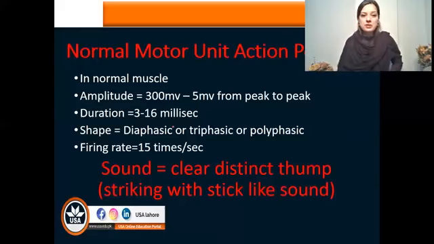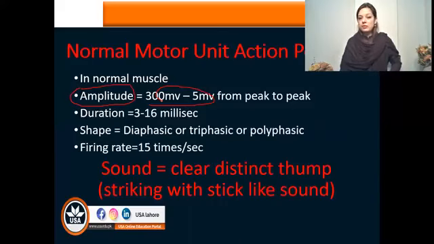In normal muscles, the amplitude of the motor unit action potential varies between 300 microvolts to 500 microvolts from peak to peak, while the duration of the normal motor unit action potential is 3 to 16 milliseconds. The shape of the normal motor unit action potential is either diphasic, triphasic, or polyphasic. And the nerve firing rate, meaning the frequency, is usually 15 times per second.